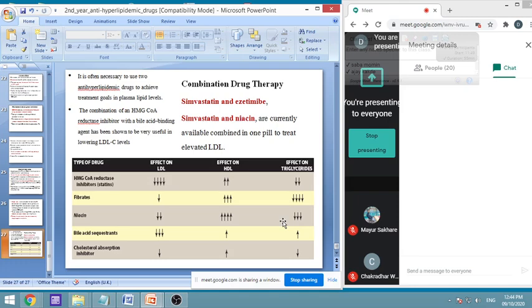And lastly, the last two are bile acid sequestrants. They are also good, next to HMG-CoA reductase inhibitors in LDL lowering effect, with very little effect on triglycerides. And lastly, cholesterol absorption inhibitors are very mild in nature. They have very little action in reducing LDL, increasing HDL, or decreasing triglycerides. So this is a very small topic that way.